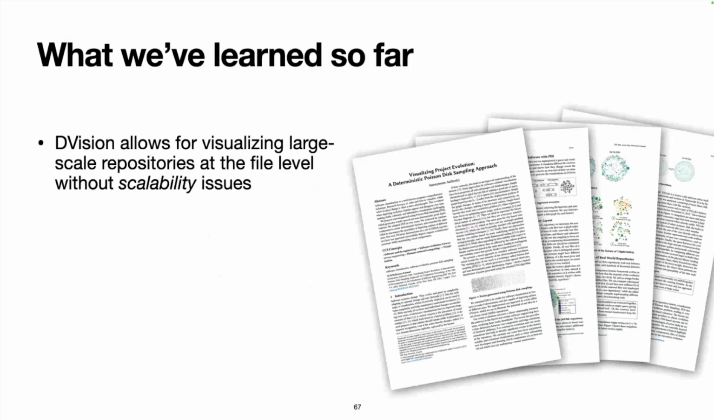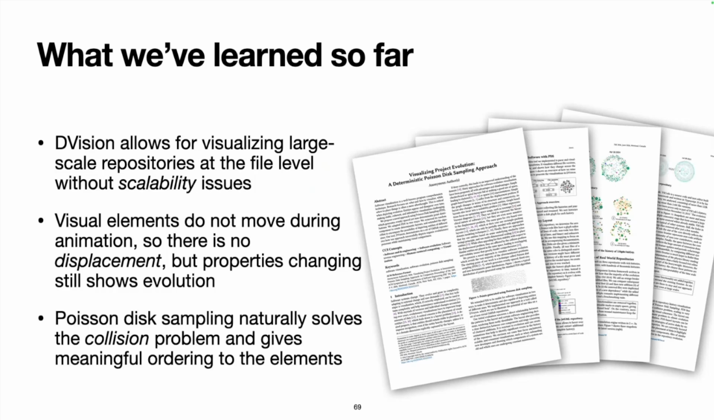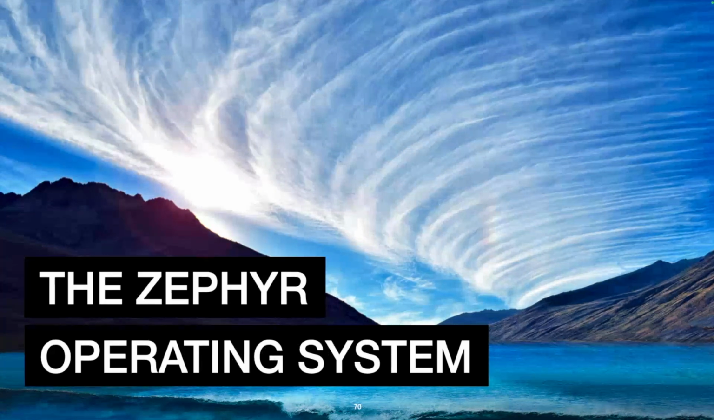So this is our first attempt at a visualization like this, and we wrote a short paper, and what we've learned is that we can visualize large repositories, and then we can solve all three of the problems that we described before. We have scalability, not big issues on that part. Displacement, the elements don't move at all, so that's also nice. And obviously Poisson Disk Sampling takes care of the collision problem for us, and also gives a good ordering to the elements by providing us with this core frontier separation.